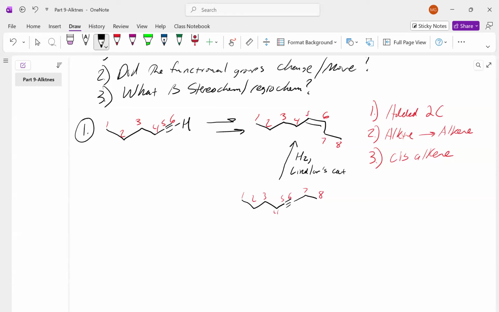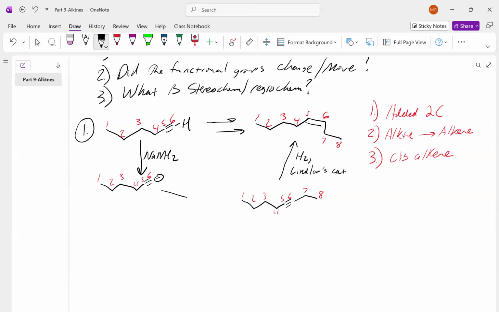Okay. Now, if we look at where we're at now, I'm starting with a 6-carbon terminal alkyne and I'm adding 2 carbons to it. What is the only way that we know how to add carbons? We're going to deprotonate this terminal alkyne to make an acetylide ion. So again, I'm going to number these 1, 2, 3, 4, 5, and 6.